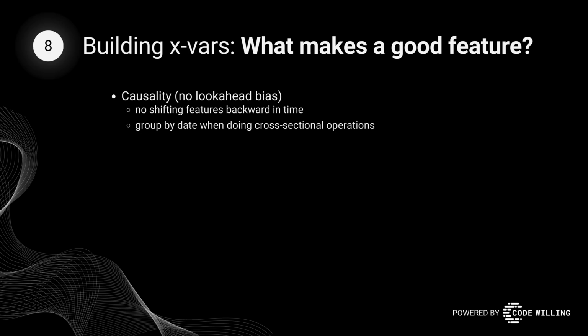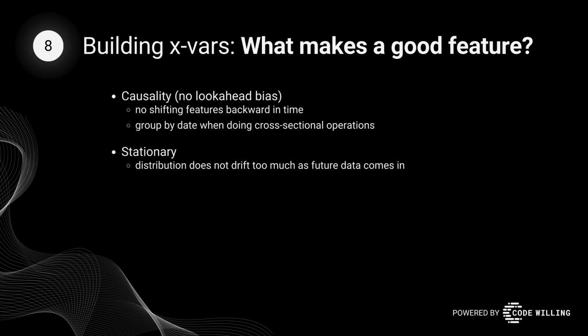Next, we want our features to be stationary. That is, their statistical properties, like mean and variance, shouldn't shift drastically over time. If the distribution changes too much, your model's training assumptions may not hold in the future. Normalization or standardization can help achieve stationarity by putting features on a consistent scale.